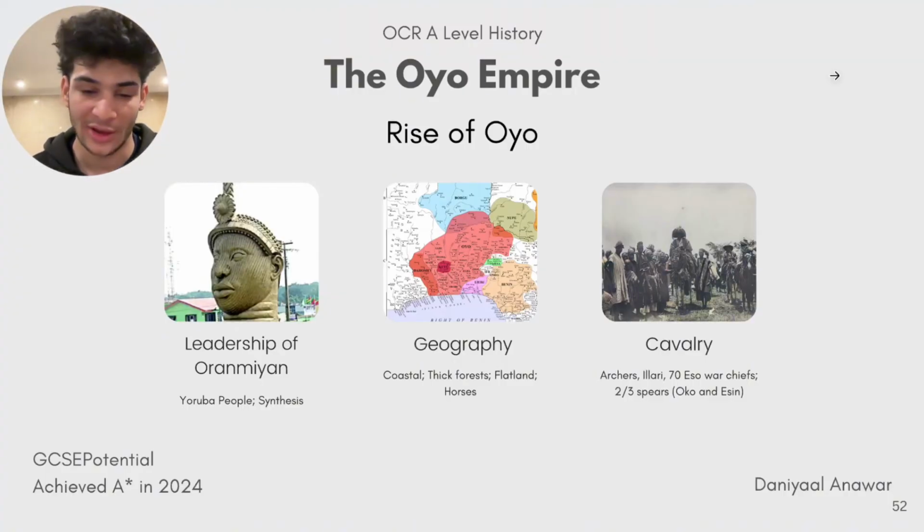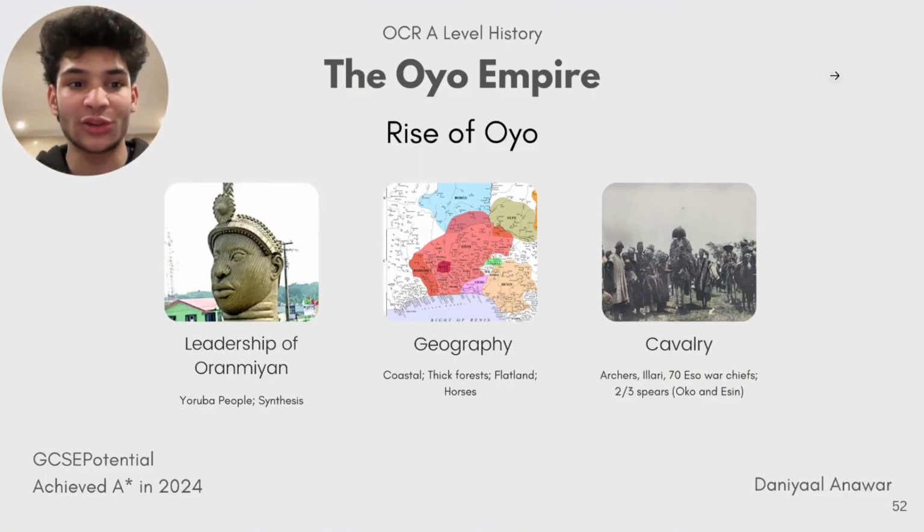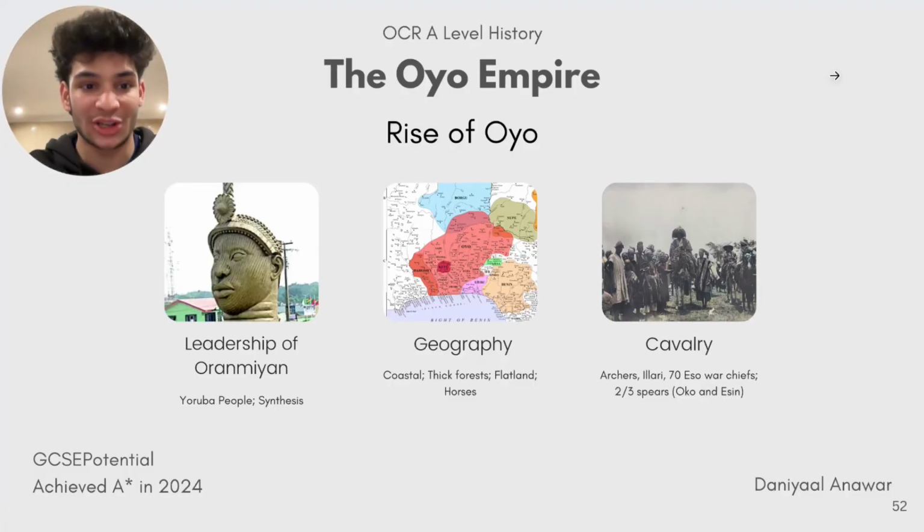Second reason, geography. Geography is always a big thing. So coastal, that's the first thing. Oyo was a coastal region, which meant there was access to boats and ships, so they could trade with different countries far more easily. The second point is thick forests. Thick forests surrounded Oyo, and they provided a natural defense for the Oyo region, which meant it was more difficult to penetrate. Because the forests were so thick, those who lived in Oyo were familiar with it. They were more confident fighting in these areas, whereas other people weren't. So it provided them with a real advantage.